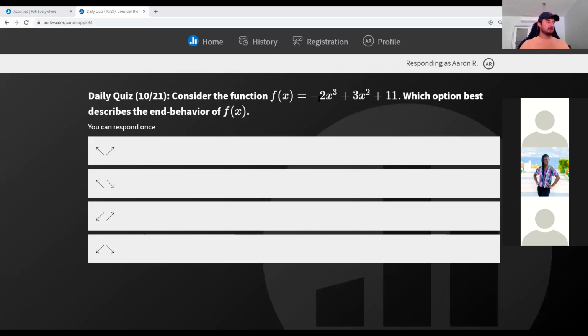And daily quiz is now activated. So consider the function. Actually, I'll share it to screen so we get the recording. Consider the function f of x is negative 2x cubed plus 3x squared plus 11. Which option best describes the end behavior of our function f of x? Which of these four options gives us the end behavior? What are our tails going to look like for the graph?